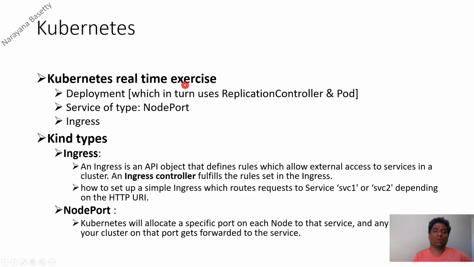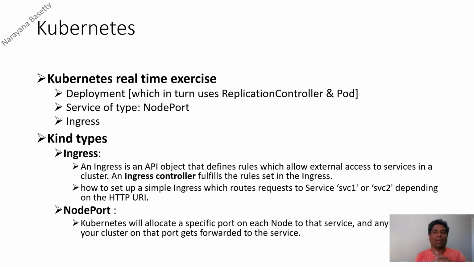So here I'm going to talk about a real-time exercise, that is a Kubernetes real-time exercise. I'm going to host a deployment based service, and I'm also going to host a service type to access the deployment, of NodePort as the kind, and the Ingress. Ingress is basically the front end web server which will receive the request. Based on the request, it will start dispatching to the respective backend service.